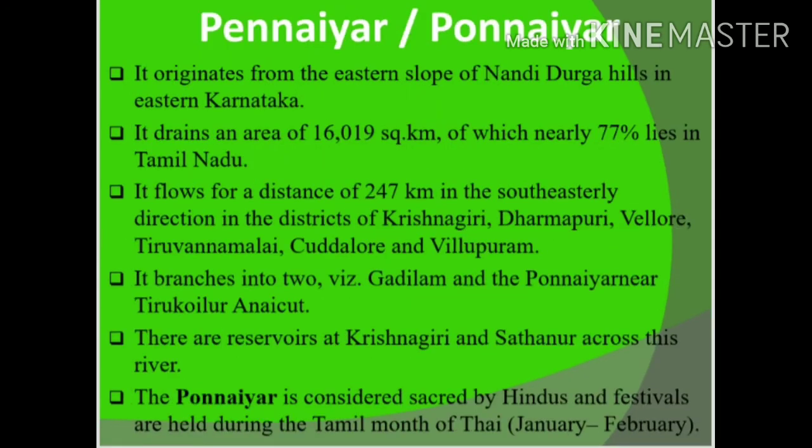The third river is Ten Pennayar or Ten Ponnayar. It originates from the eastern slope of Nandi Durga hills in eastern Karnataka, and it drains a total area of 16,019 square kilometers, out of which 77% lies in Tamil Nadu. It flows for a distance of 247 kilometers in the southeasterly direction in the districts of Krishnagiri, Dharmapuri, Vellore, Tiruvannamalai, Cuddalore and Viluppuram. That is about Ten Pennayar.